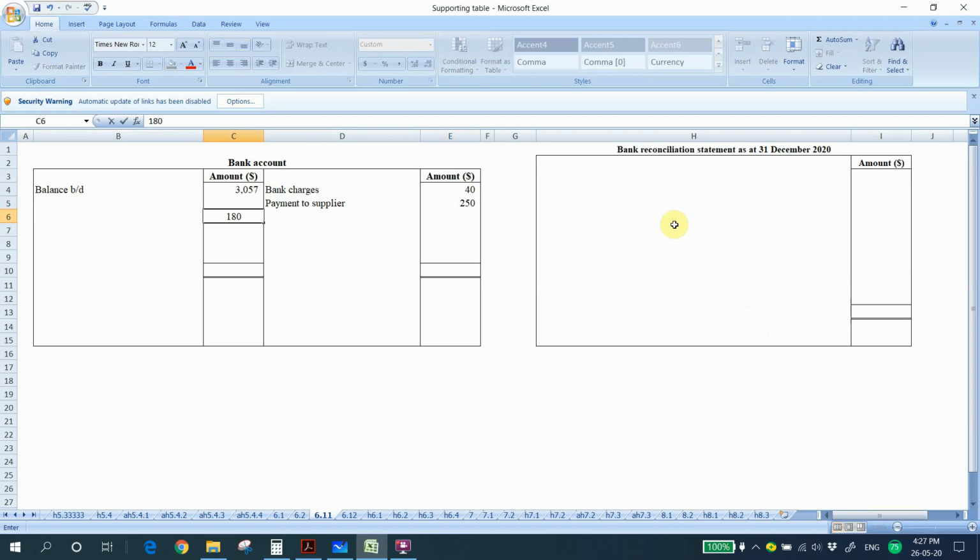180 on the debit originally to show the collection, but this collection has been rejected by bank because your customer has not enough balances. So how do I eliminate this 180? The correct answer is we write a 180 here on the credit side, so as to net off the impact that we recorded previously, the 180 on the debit side.